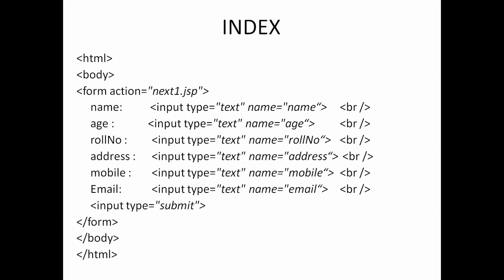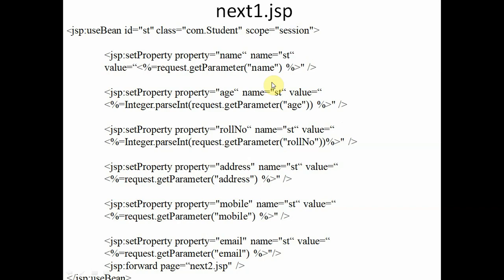index.jsp, where we have name, age, roll number, address, mobile and email. We have 6 text boxes. For each text box we will input the value, and when we submit, it will execute next.jsp. So this is the initial program, index.jsp, and when we click on the submit button, it will activate the action, and the action will activate the next.jsp code. So now you can see the next.jsp code.